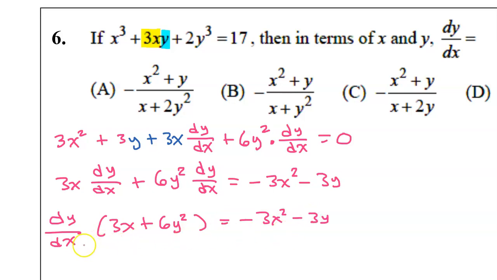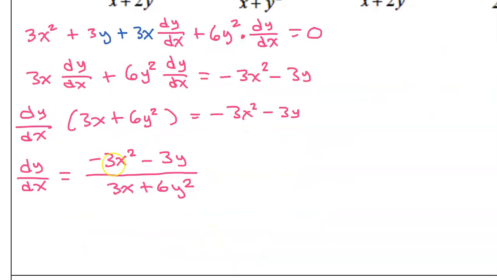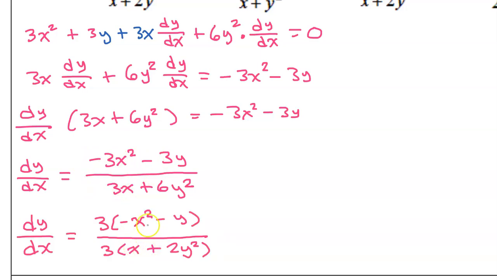Now we will divide both sides by all of this. So that means this set of parentheses will end up in the denominator. So that gives us this. I'm noticing that every single term is divisible by 3, so I'm going to factor out a common factor of 3 from the numerator and the denominator. So that looks like this. But obviously, these 3's will now cancel each other out. So that will give us negative x squared minus y over x plus 2y squared. So this is what we are looking for.